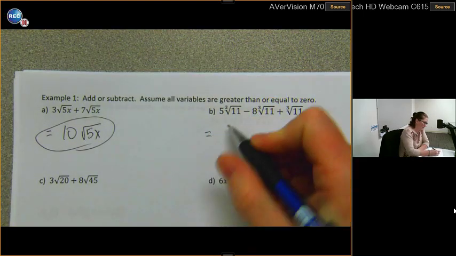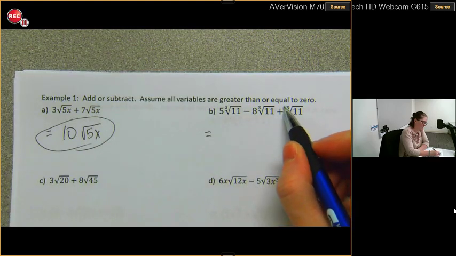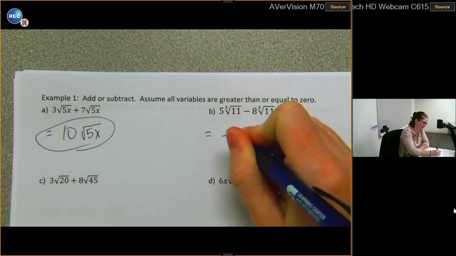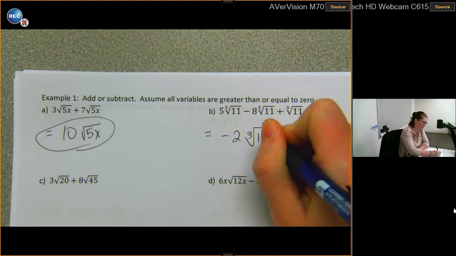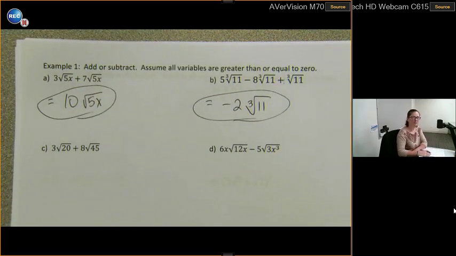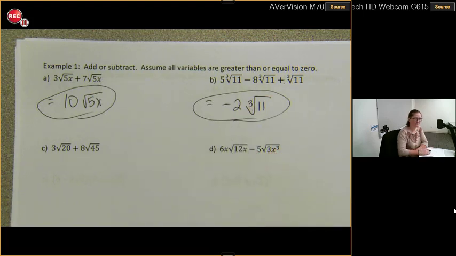So on letter B, we just combine the coefficients. 5 minus 8 plus 1 is negative 2. Cube root of 11. Always be careful with your notation. Make sure you're keeping the 3, so it's a cube root.